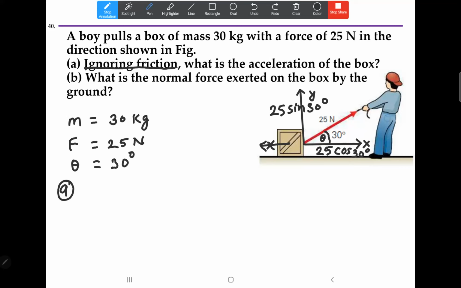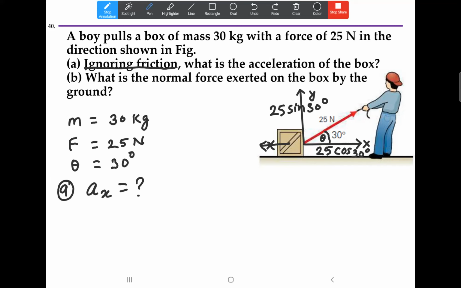So our target variable in A is the acceleration of the box. That is asking x acceleration is equal to what. Because there is no motion in the y-axis, this box is moving along the x-axis. So this is the identification of the problem.